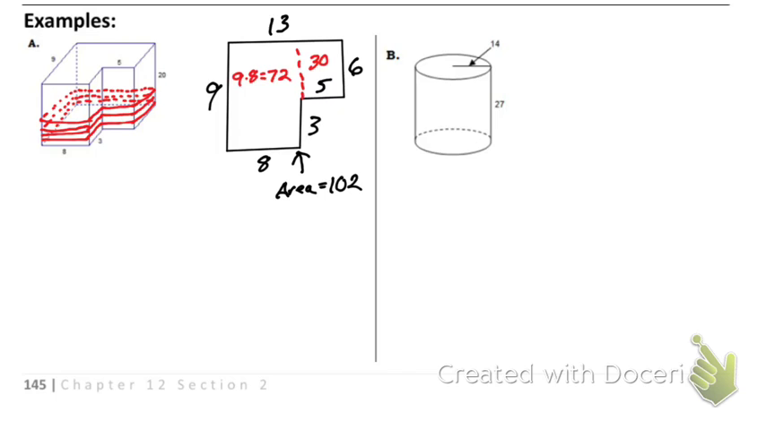So the volume of this one is going to equal your base area times your height. Well, we already came up with our base area. We said that's 102. What would the height be? Maybe the 20. Yeah, I'm going to stack it basically 20 times. So this right here is my height. So we're going to have 102 times 20.